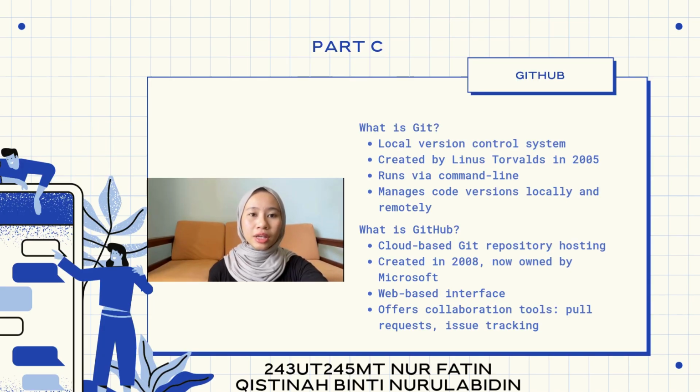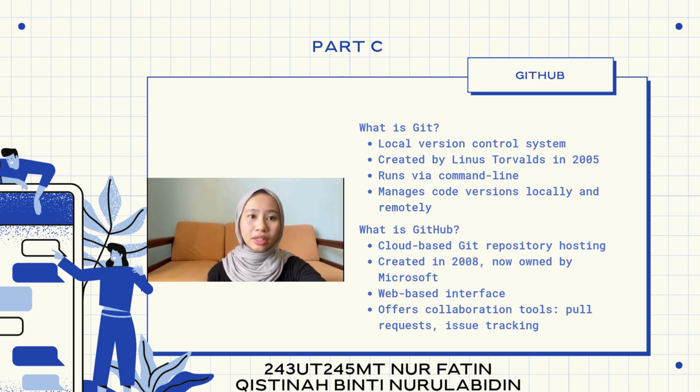Next, what is GitHub? Git and GitHub are two separate entities, as Git acts as a tool while GitHub acts as the hosting service. Git is a tool used to track changes in source code. It works locally on your computer and was created by Linus Torvalds in 2005. It is used through the command line and helps manage versions of your code both locally and remotely.